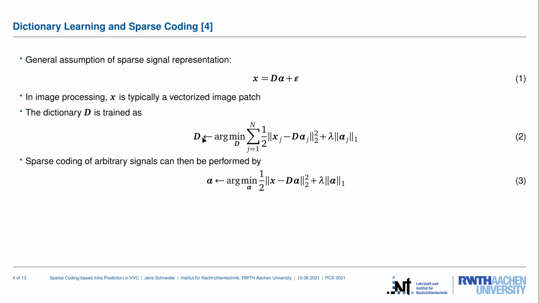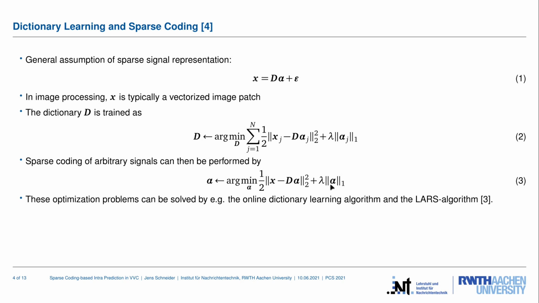Once the dictionary is found, we can calculate the sparse codes for arbitrary signals by solving this optimization problem here. It's basically the same, but simply for a single image patch or signal X, and we find the same two error terms, the L2 loss plus lambda times the L1 norm of alpha. It's worth mentioning that these optimization problems can be solved by, for example, the online dictionary learning algorithm for the dictionary learning problem and the LARS algorithm for the sparse coding problem. Both of them are implemented in the SPAMS software, and you will find a link to the software on my references slide in the very end.